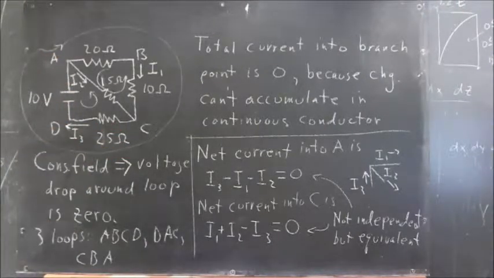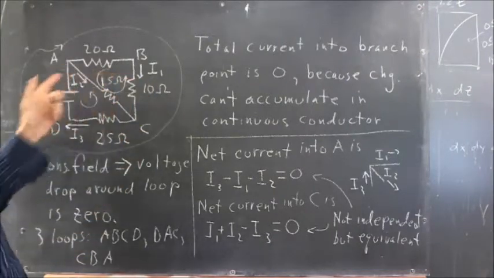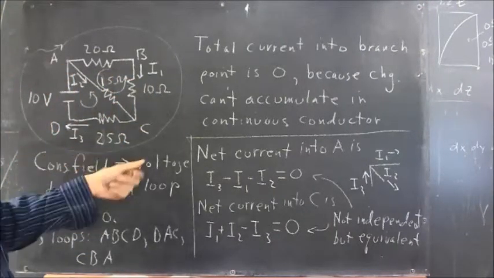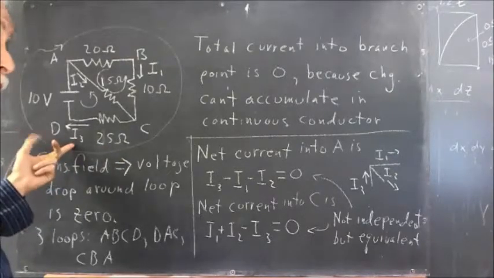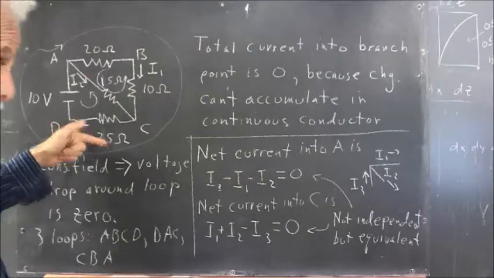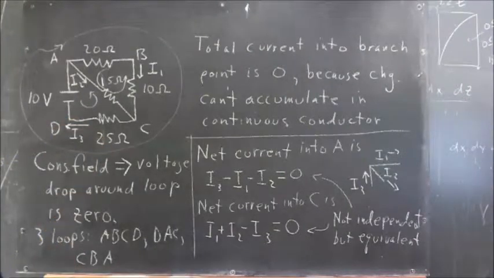In labeling these currents, it doesn't matter whether we have them in the right direction or not. We're going to get some equations that we can solve for I1, I2, and I3, and if we happen to have chosen the wrong direction, we're going to get a negative for that current, telling us the current goes in the opposite direction. It's not going to be a problem.